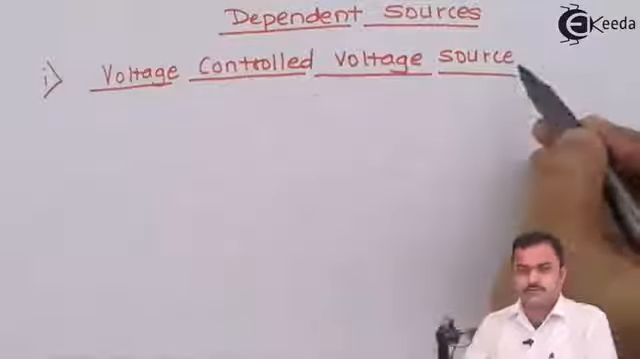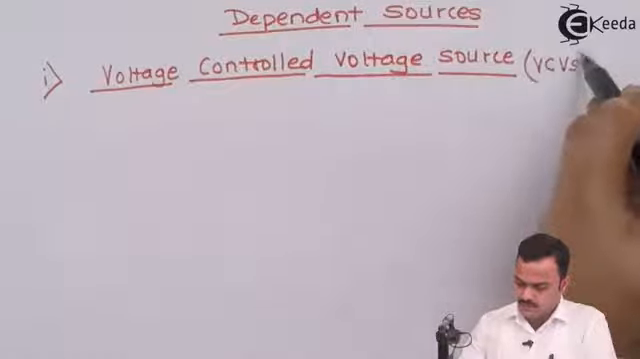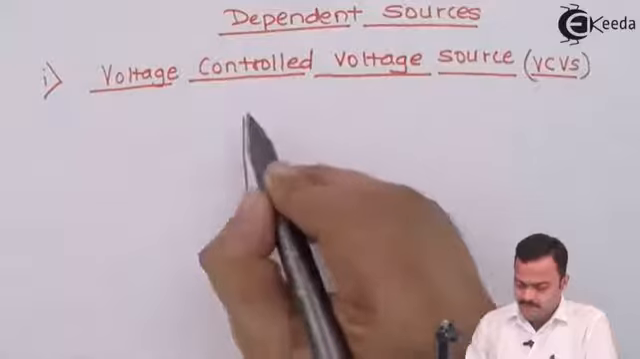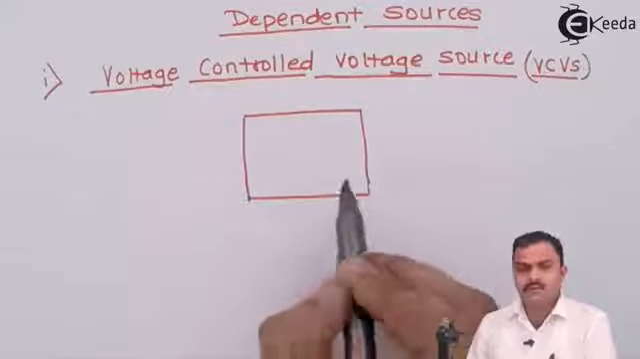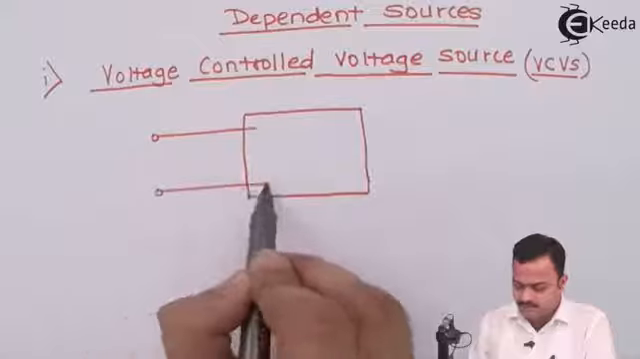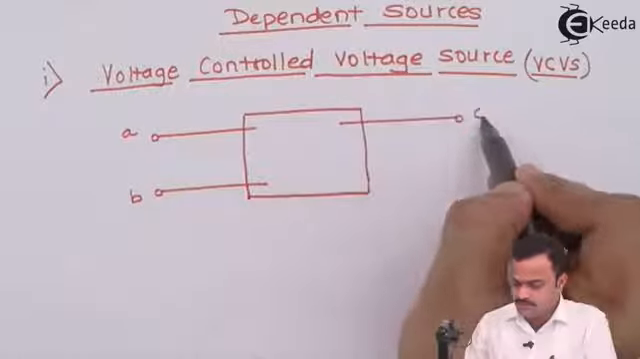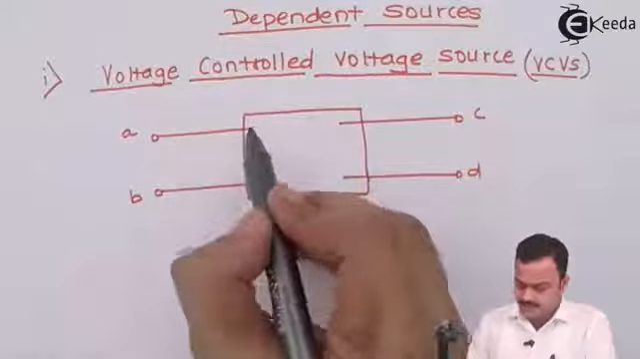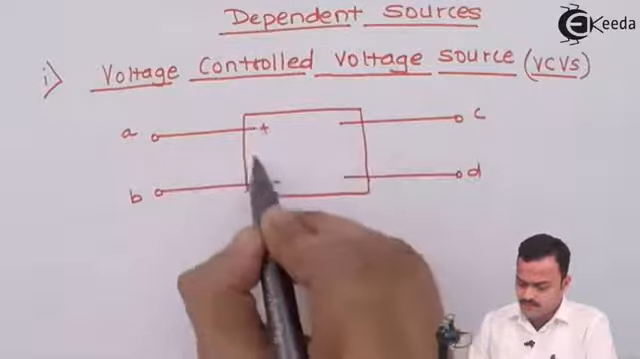The voltage controlled voltage source can also be called VCVS. So we have a circuit. In this circuit, there are two ports, meaning two terminals are given. Let's consider this is port AB and this is port CD. So what we are saying, there is a voltage across A and B as VAB.